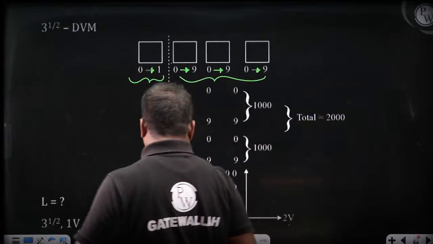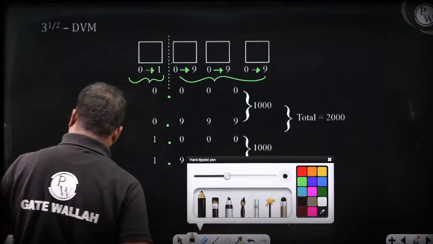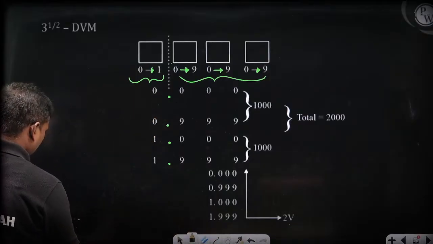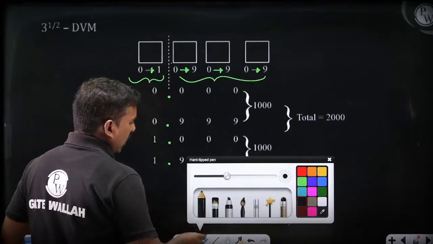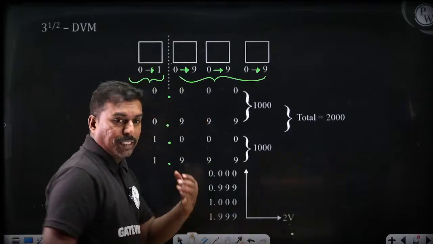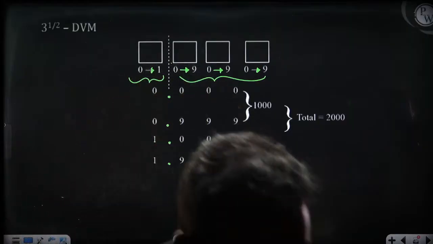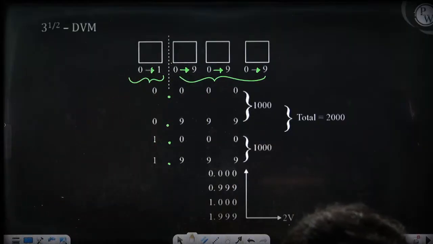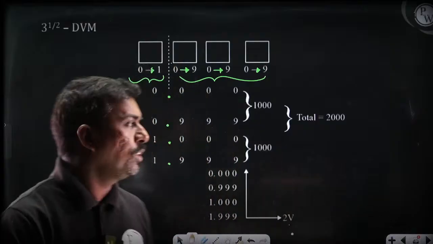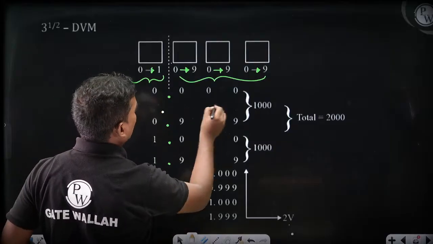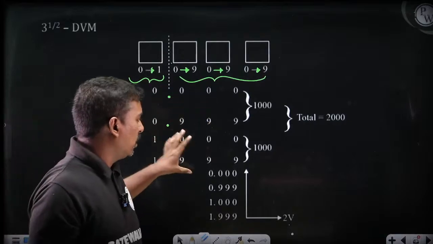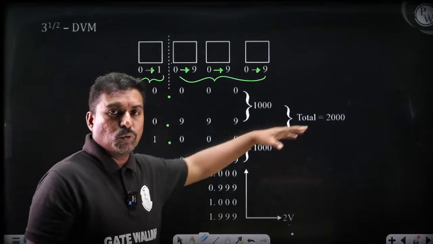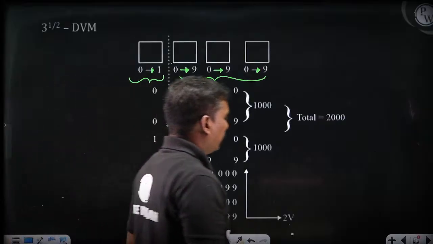Now the resolution won't change. Resolution means the minimum increment it can detect. The next increment is 0.001, so nothing changes in the resolution. The resolution will be 0.001. The total counts are 1000 here, and 1000 more, so together 2000 counts are there. Okay, that's it.